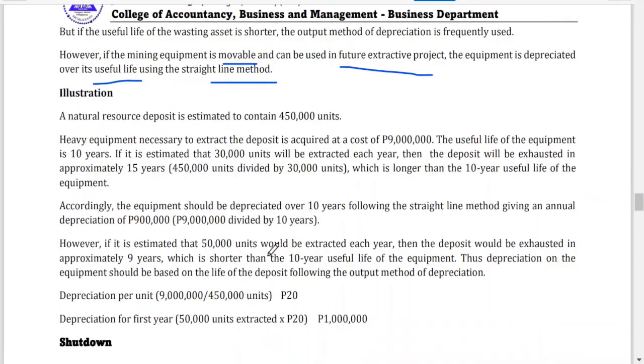But what if it is estimated that 50,000 units would be extracted each year? So 450,000 divided by 50,000 units. So that's more or less 9 years, which is shorter than the 10-year useful life of the equipment. So therefore, since the life of the wasting asset is shorter, then we're going to use the production or the output method. So therefore, 9 million divided by 450,000 units times 50,000 units, then that would be 1 million.